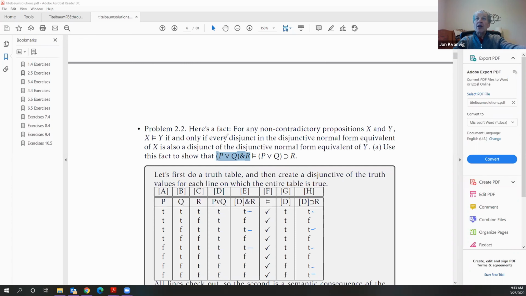So notice what the claim was. Every disjunct in the disjunctive normal form of the premise is also a disjunct of the disjunctive normal form of the conclusion. So we had 1, 3, and 5, and notice all of those are in the disjunctive normal form of the conclusion.